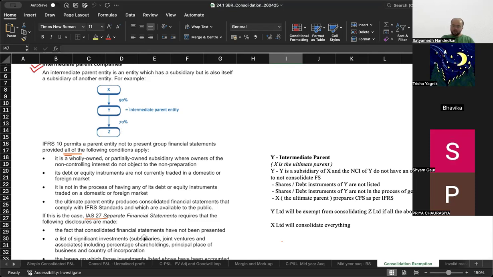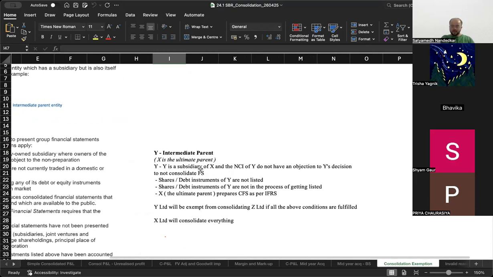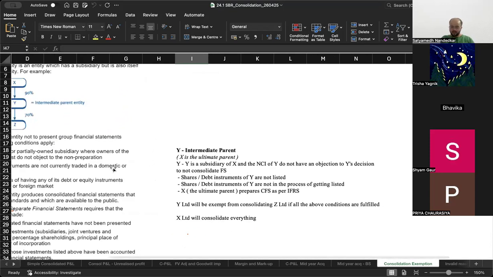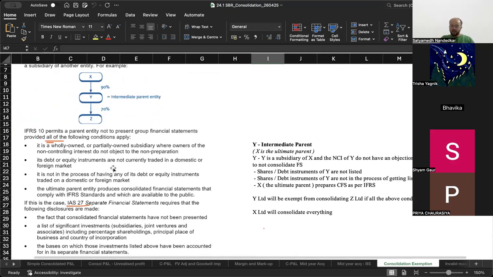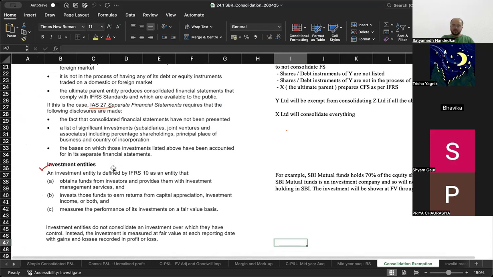So if the owners of non-controlling interest of Y, a subsidiary of X, do not have an objection to Y's decision to not consolidate financial statements, then the intermediate parent exemption applies, or if it is an investment entity.